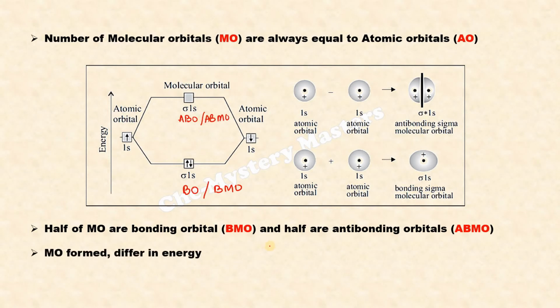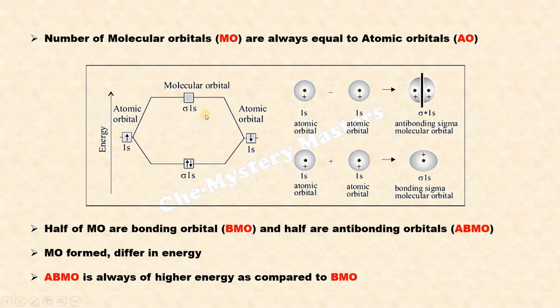So we have already discussed that molecular orbitals are formed and they have different energy. The bonding orbital has lower energy as compared to the anti-bonding orbital. So this is the third point: the ABMO, that is the anti-bonding molecular orbital, is always of higher energy as compared to the bonding molecular orbital.